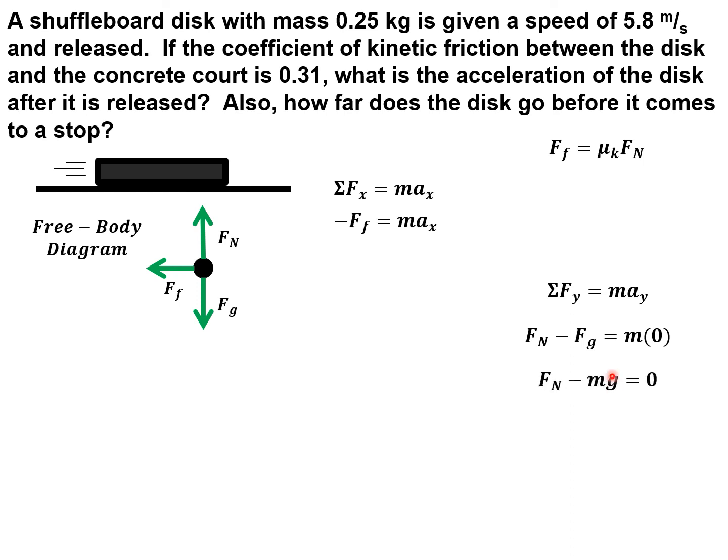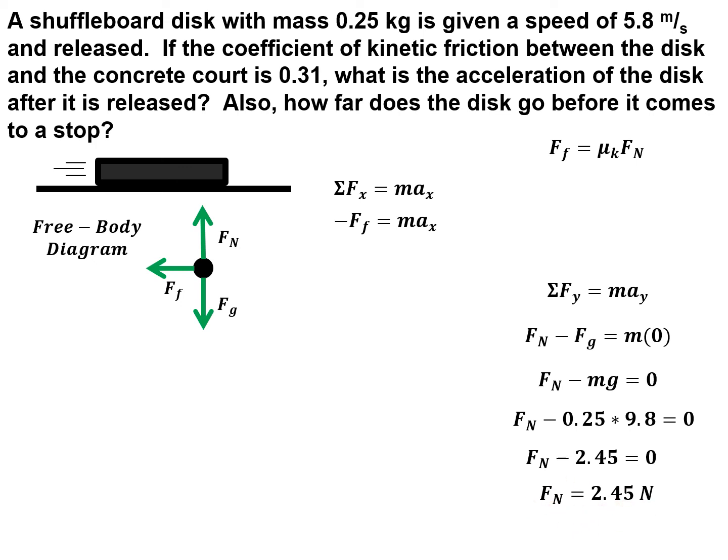The force of gravity is equal to mass times the acceleration due to gravity. The mass is 0.25 and the acceleration due to gravity is 9.8. Multiplying those together, we get 2.45. Taking that to the other side, we find that the normal force is equal to 2.45 newtons.